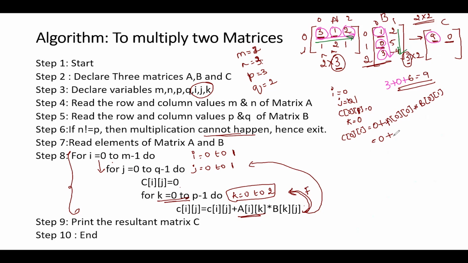All right, so that is what we are doing. So 0 plus A of 0 comma 0 is 3 into B of 0 comma 1, which is nothing but 2, which will give us 6. Hence the value of this is going to get changed to 6. Okay, once again, I will increment the value of k. So C of 0 comma 1. Remember, I need to multiply. How does this work? Let me just quickly show you.